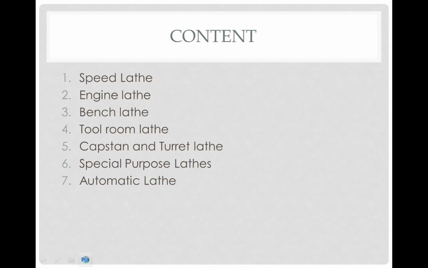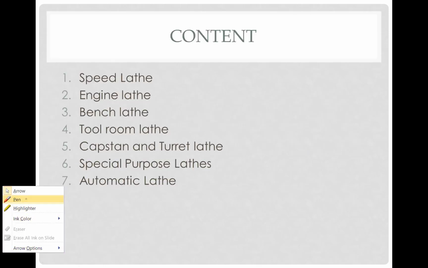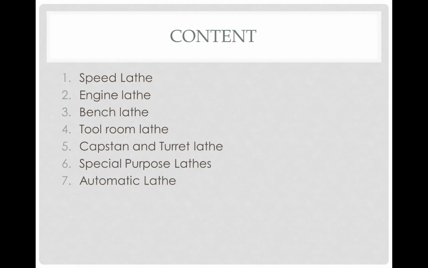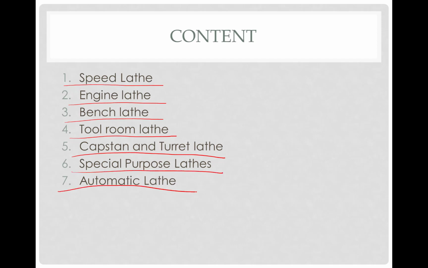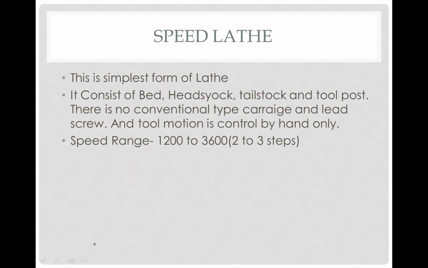Okay, so what are the main types of lathe which we are going to study in this video? Speed lathe, engine lathe, bench lathe, tool room lathe, capstan turret lathe, special purpose lathe, and automatic lathe. Okay, in that the first one is the speed lathe.